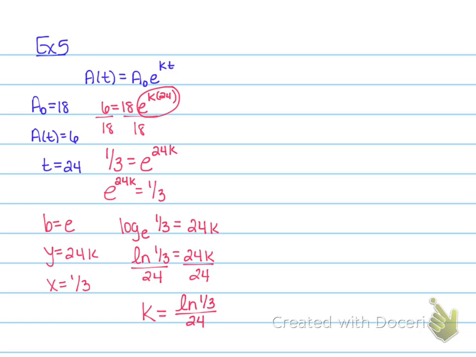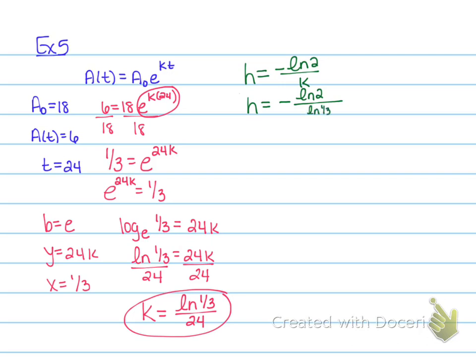Alright, so now that we know what k is, we can go find that half-life, because remember the half-life formula they told us: half-life is equal to negative natural log of 2 divided by k. Now that we know what k is, we can plug in. So h is equal to negative natural log of 2 divided by the natural log of 1/3 divided by 24.